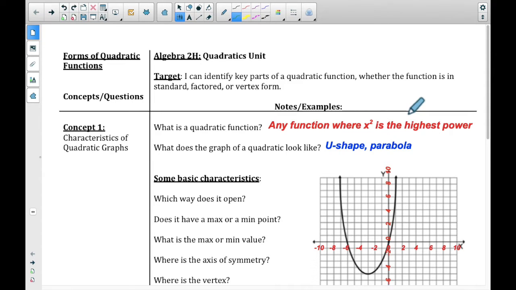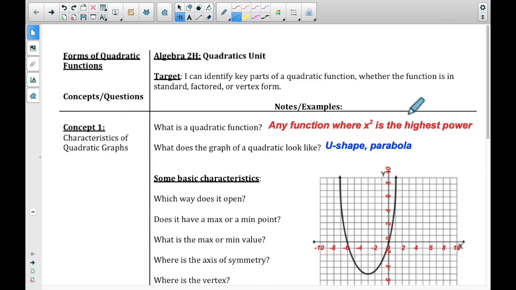Hi everybody, in this lesson today we're going to be talking about quadratic functions, and so this is the beginning of our next unit. You have learned about quadratic functions before in Algebra 1, but that has been a while, so we're going to go over some of the basics. So today we're going to talk about characteristics of quadratics and also standard form.